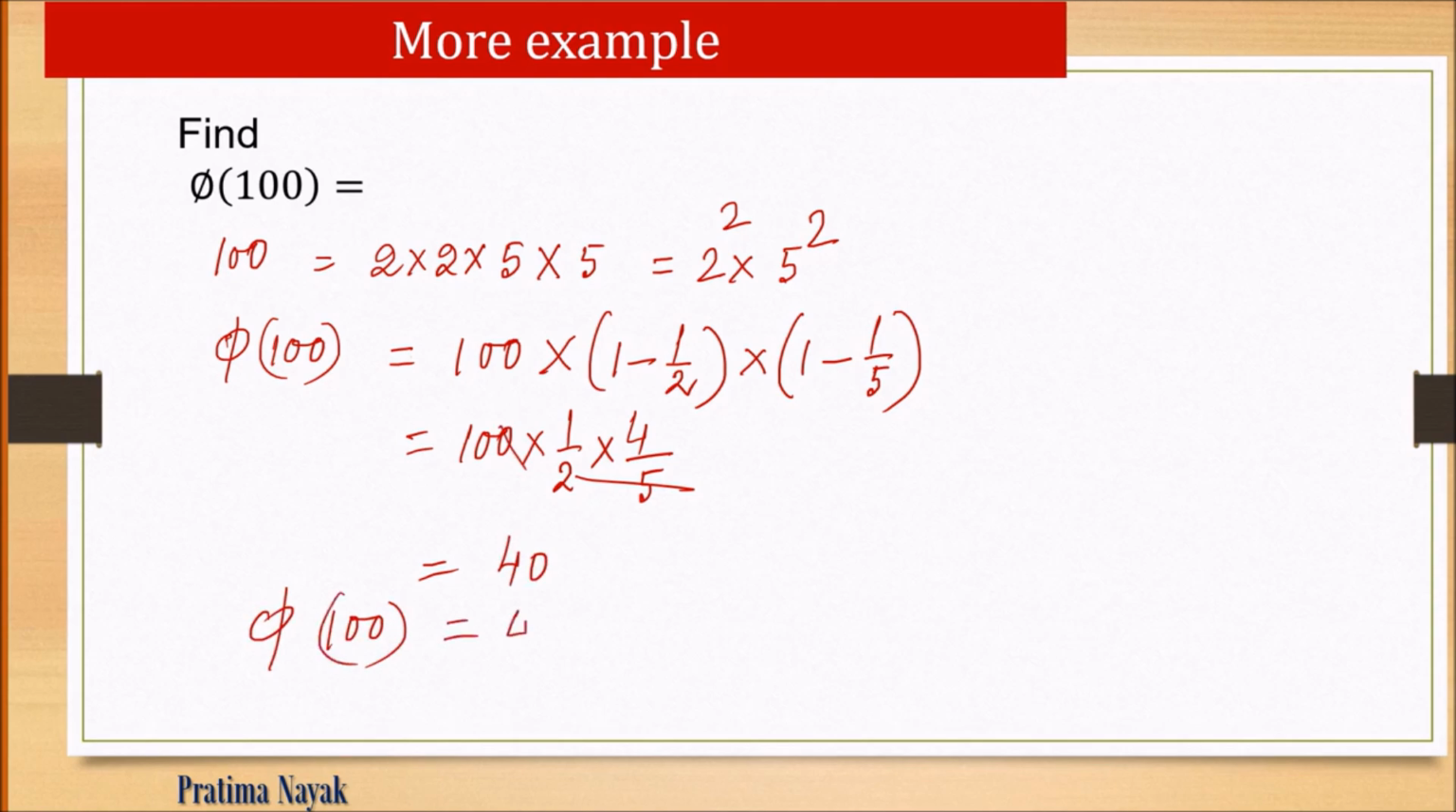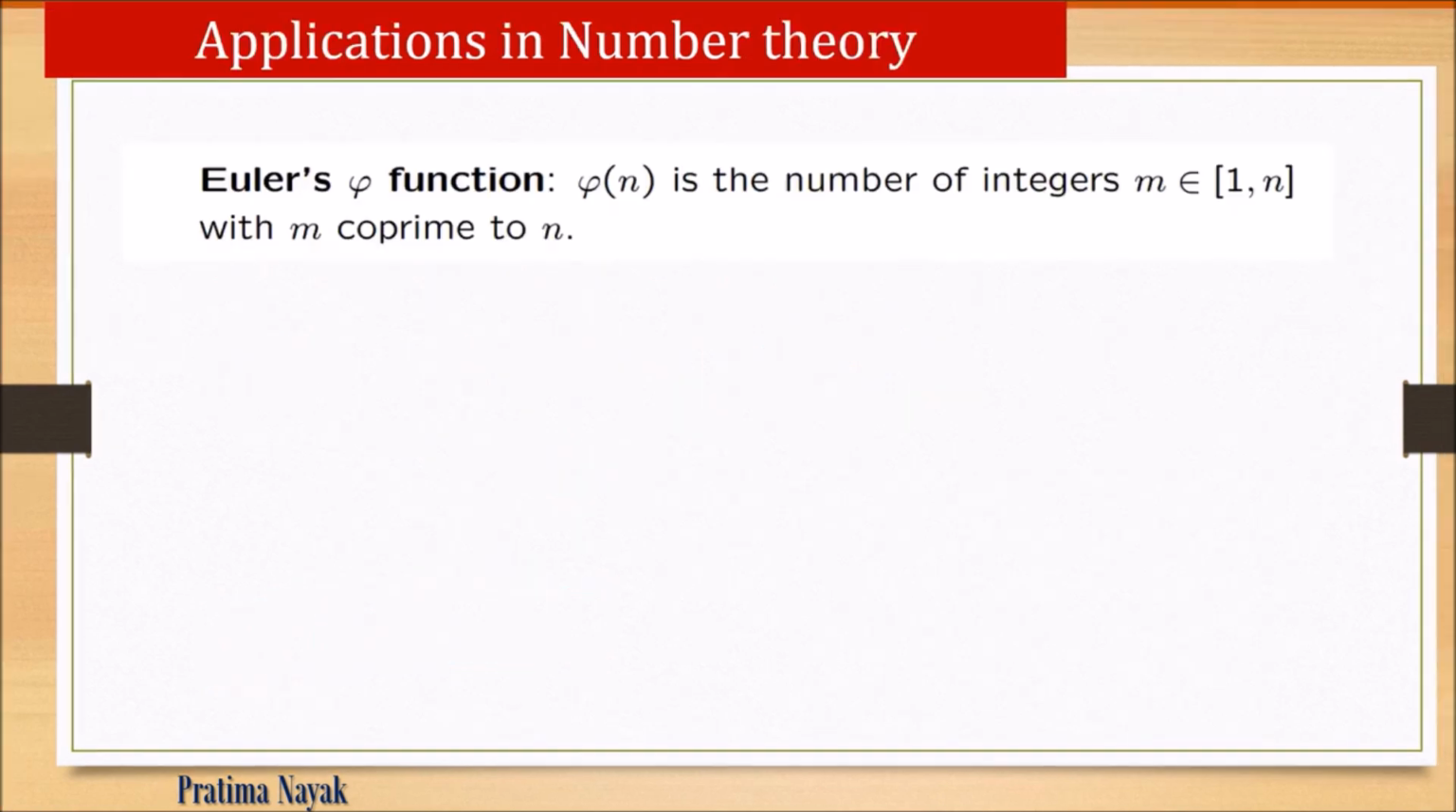So this is a very important result for us because many things in number theory will be solved using this fact. As I told, we will use this in number theory. So now, after learning the calculation of phi of a number, we see how it is used in number theory. In a nutshell, we learned that Euler's phi function, phi of n, is the number of integers m from 1 to n with m co-prime to n.